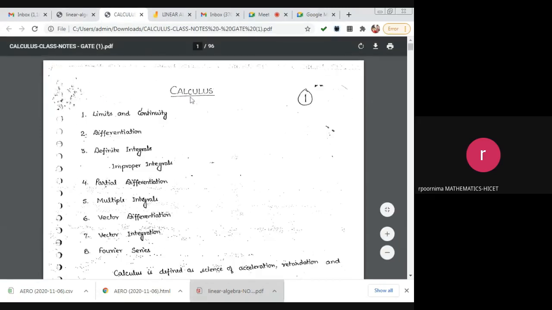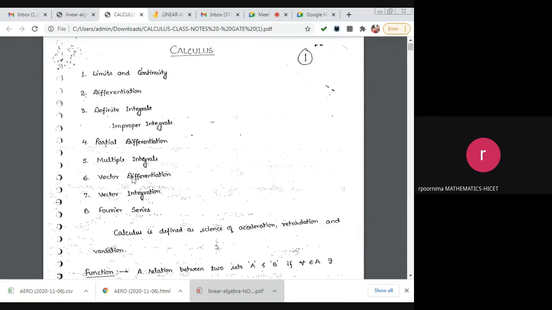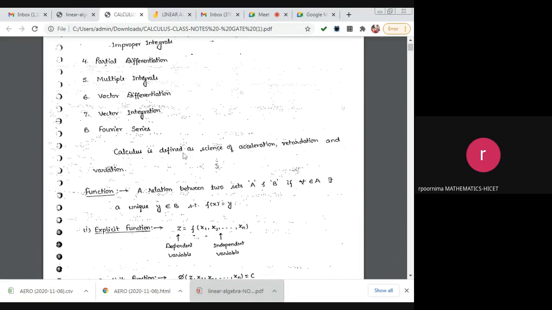Actually, you'll be having three topics: linear algebra, calculus, and differential equations. So then we just move on to our calculus topic. The topics under calculus are limits and continuity, differentiation, definite integral, improper integral, partial differentiation, multiple integrals, vector differentiation, vector integration, and Fourier series. Calculus is defined as the science of acceleration, retardation, and variation.